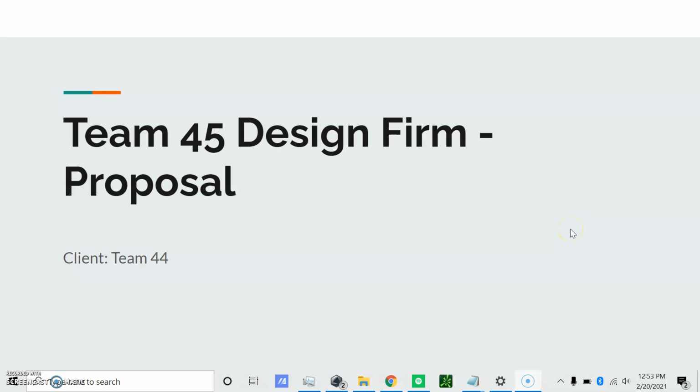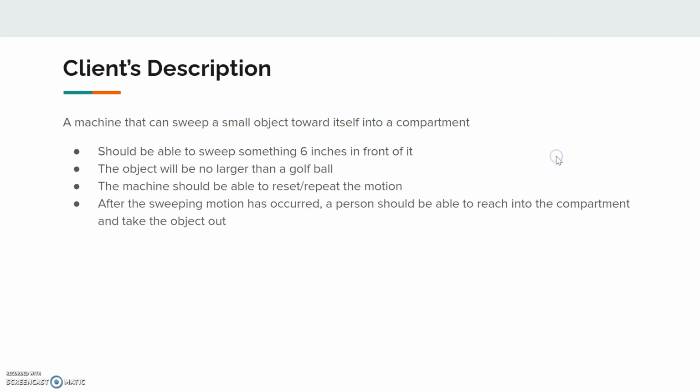Hello, we are Team 45 and we were tasked with making a design for our client, Team 44. The description we were given by our client was a machine that could sweep a small object towards itself into a compartment. The machine should be able to sweep something 6 inches in front of it. The object that is being swept will be no larger than a golf ball. The machine should be able to repeat and reset.